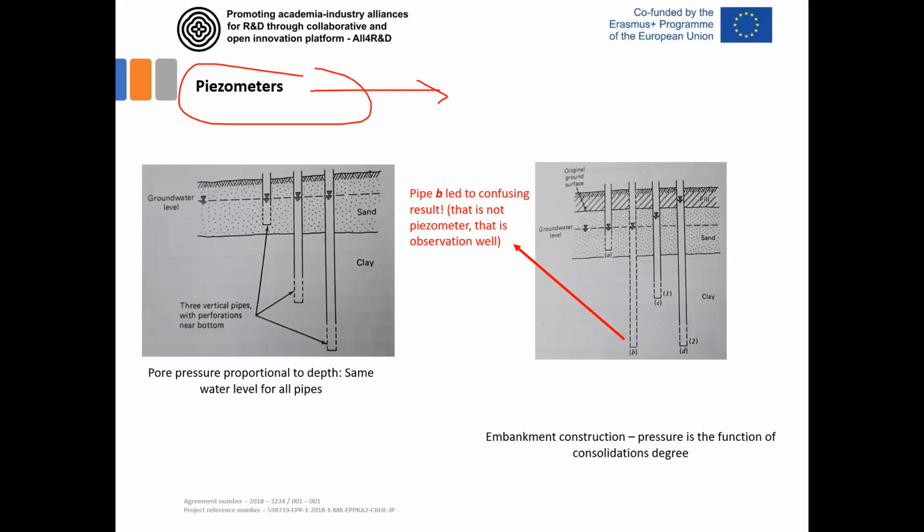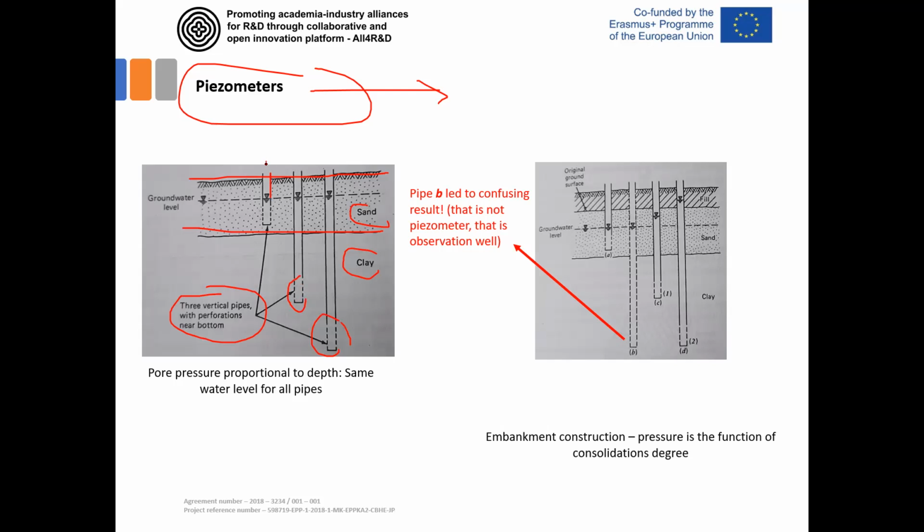For example, if you have a soil profile shown here, it's a sand material, and below the sand it's clay material. Let's say you drill a hole whose depth ends in the sand, and two other boreholes pass through the sand and go down into the clay. There are three vertical pipes. Let the pipes be perforated at the bottom. Perforated means the water can enter the pipe through this perforation at the bottom.